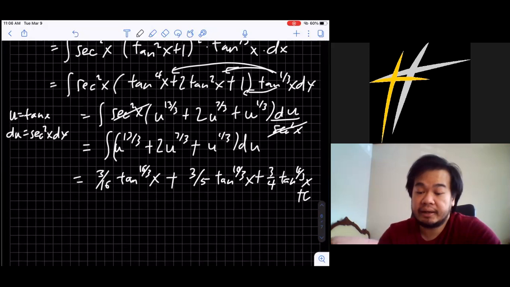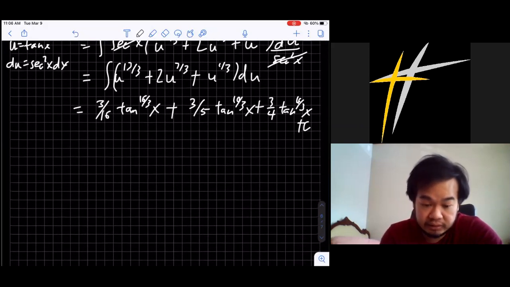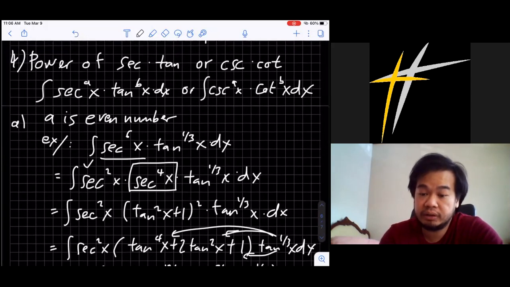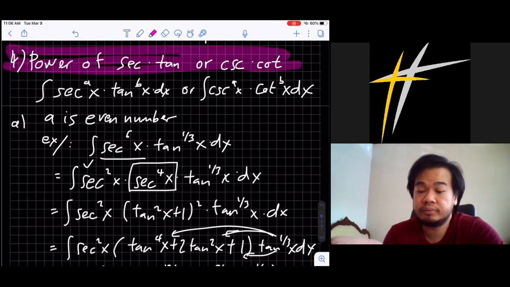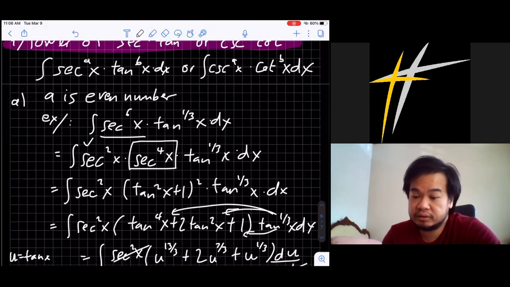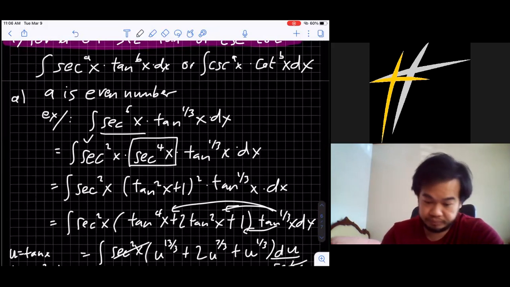Okay. So that's if the second power is an even number. And then the next one is, what if the b is an odd number?